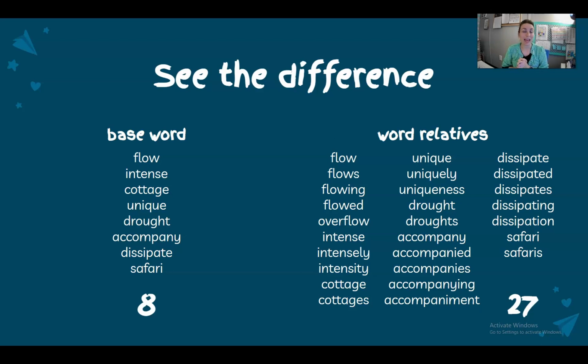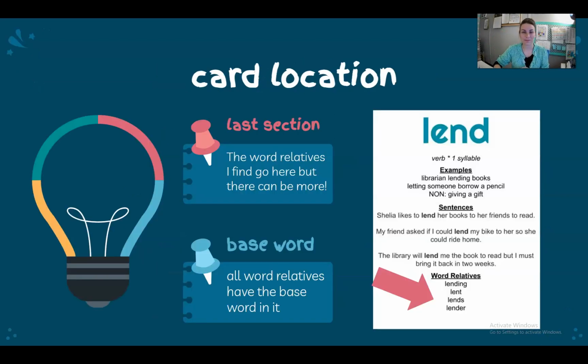So here's just a visual difference for you. Of course, we are doing 8 of our base words in our vocabulary that OpenCourt gives us, but by adding in the word relatives, we are expanding their knowledge and exposing them to so many different words that have the base word in them. Look at the difference from base word of 8 words to over 27 words here in the word families. So there's a big difference just by showing them and working with word relatives.